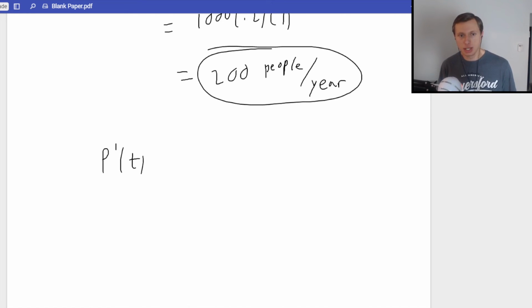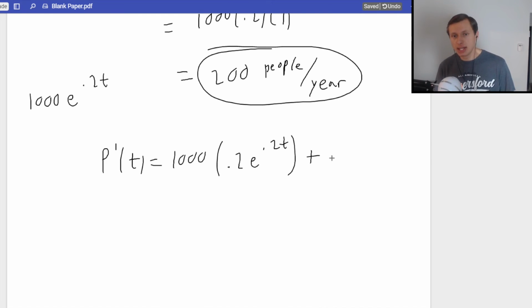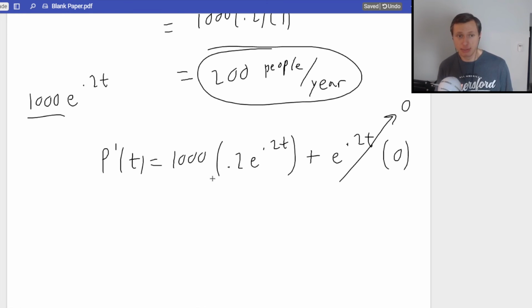P prime equals, I just need to write the original, 1000 e to the 0.2 t. This was the original. So f of x is 1000. g prime of x is 0.2 e to the 0.2 t. This is exactly what we said the derivative was, right? So then finishing out the product rule, you're going to add e to the 0.2 t, which is g of x, times what's the derivative of 1000? It's 0. This whole thing goes away, and that's why I was saying it didn't matter.